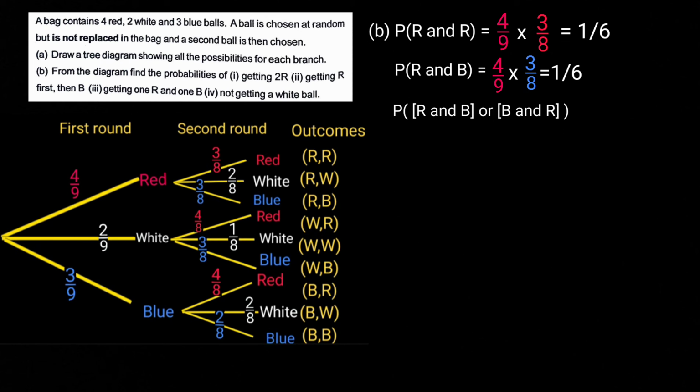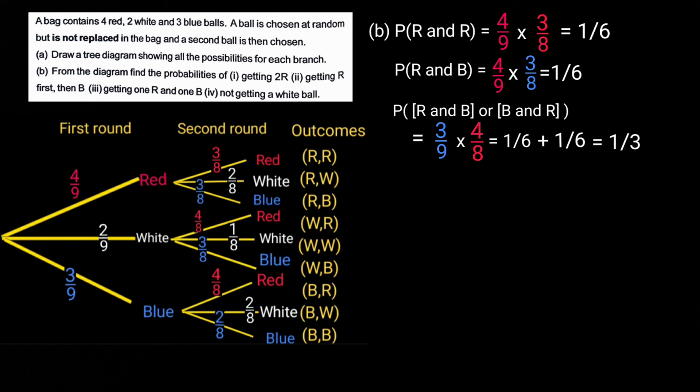You can see from the tree diagram that the probability of getting a blue ball in the first round is 3 by 9, and the probability of getting a red ball in the second round if we got a blue ball earlier is 4 by 8. When we multiply them together, we will get 1 by 6. We already know from part 2 that the probability of getting a red ball first and a blue ball later is also 1 by 6. When we add those two together, we'll receive the answer of 1 by 3.